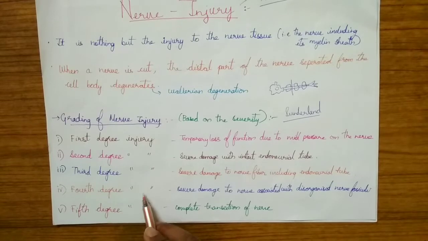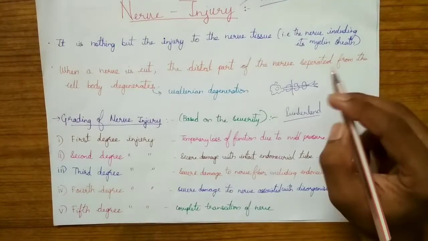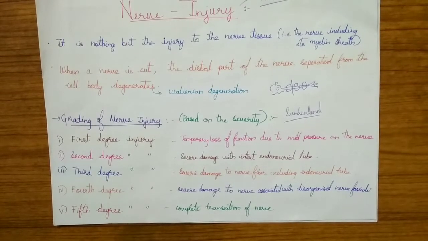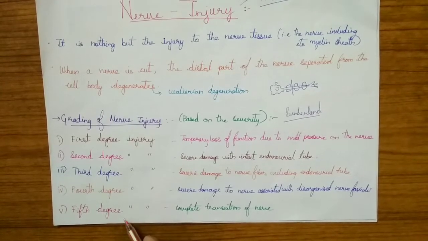In the fourth degree injury, there is severe damage to the nerve which is associated with the disorganized nerve fasciculi. Nerve fasciculi is nothing but the nerve fiber bundles. The fifth degree injury is the complete transection of the nerve, and the regeneration is almost impossible in this injury.